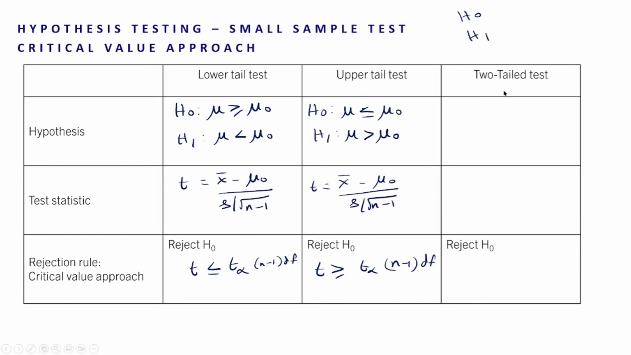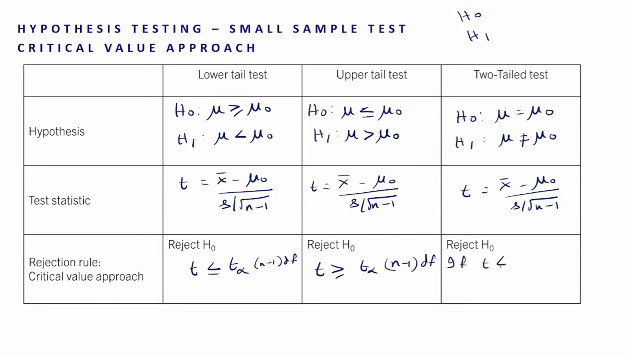And next we have the two-tailed test. The two-tailed test is given by H naught is mu equal to mu naught and the alternate hypothesis H1 is mu not equal to mu naught. In this case also the test statistic is x bar minus mu naught upon s by root of n minus 1. In this case we reject H naught if t is less than or equal to minus t alpha by 2 or t is greater than or equal to positive t alpha by 2. So these are the rejection rules for various types of test.